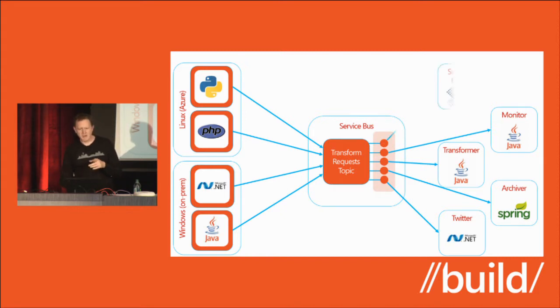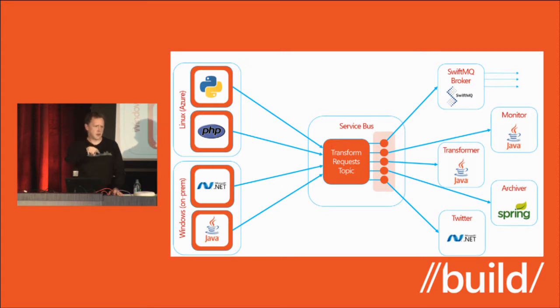And then finally, I'm doing some broker-to-broker transfer. I've got another message broker, SwiftMQ, which is a popular JMS broker, a Java broker. I've got that running in another Linux VM. And I'm going to show how I can do federation between Service Bus and another broker. And then I can have a bunch of subscribers or whatever hanging off that SwiftMQ broker.